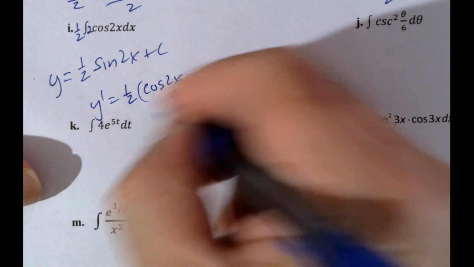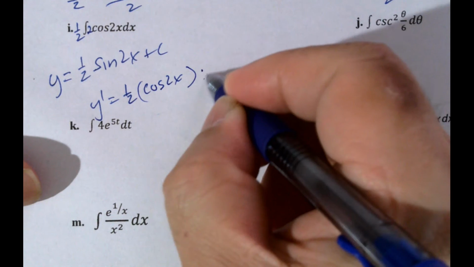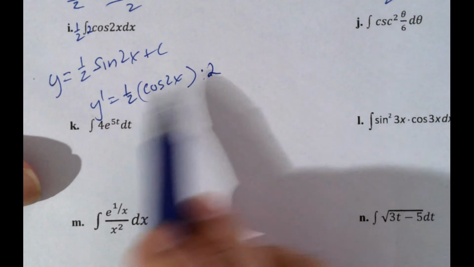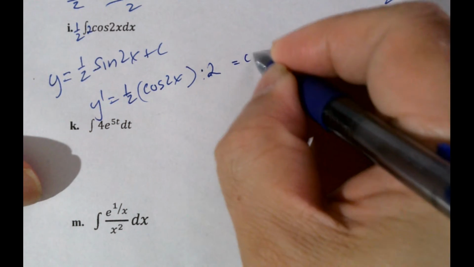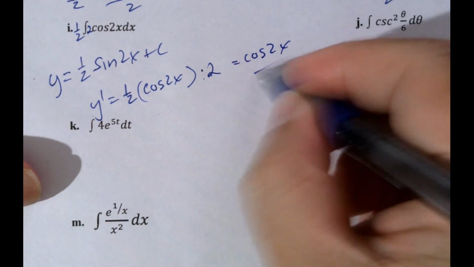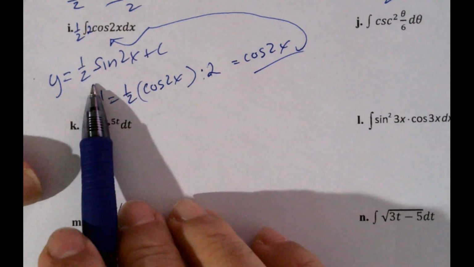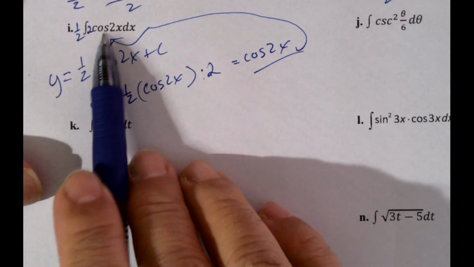Continue with chain rule. You're going to multiply by the derivative of 2x, which is 2. When you take the derivative of a constant, it's 0. This 2 and a half cancel each other, and you get cosine 2x. That's the original problem, right? That's what's supposed to happen when you integrate this. When you integrate and take the derivative, you should get the original function back.